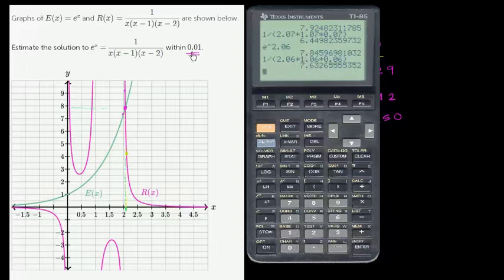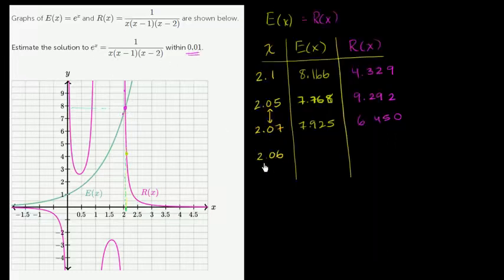But the precision they gave doesn't say that these have to equal each other. They say, let's estimate the solution. There's some actual precise solution right over here, some x value where these are actually equal to each other. That's the x value which gives us this point of intersection. We just have to get within 0.01 of that x value. And 2.06 definitely does the trick.